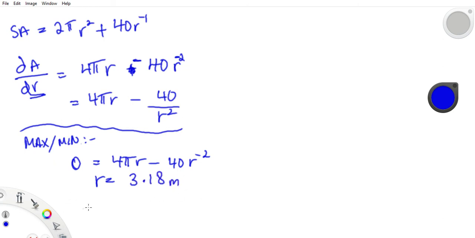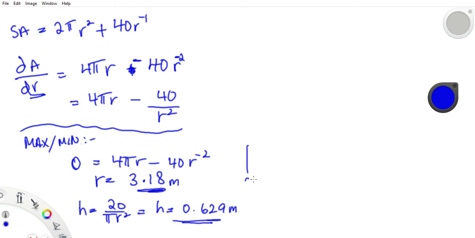When we plug it back into the equation for h, which was 20 over pi r squared, we get h equals 0.629 meters. So now we've got h, now we've got r. Job well done.